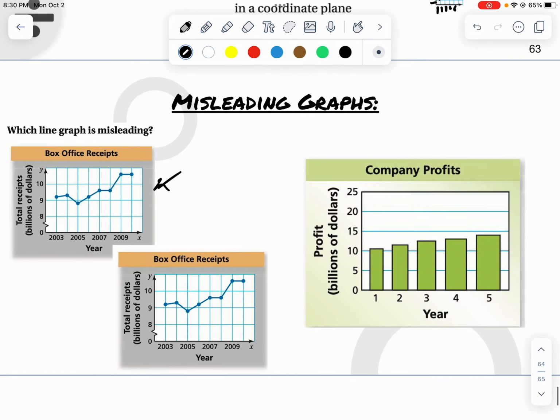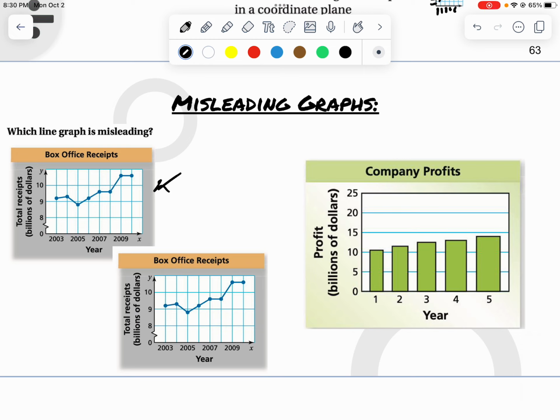So this is my last slide. That did go pretty quick. Again, if you needed to take more notes or listen to it again, you're more than welcome to do that. But I'm trying to be quick because you're very familiar with a lot of these. The last piece that you're going to see on this is misleading graphs.